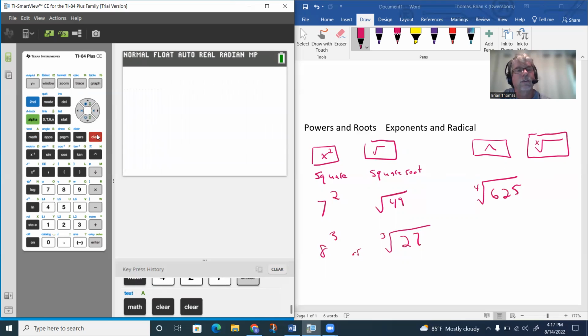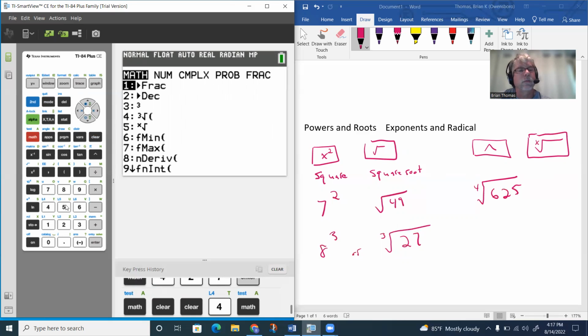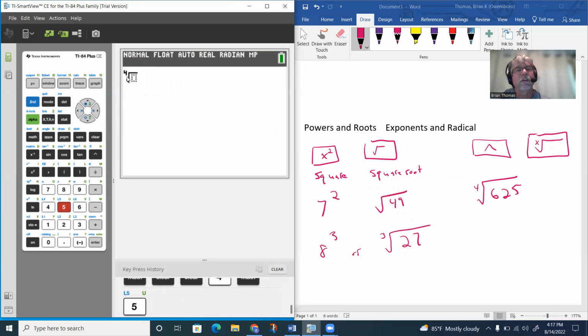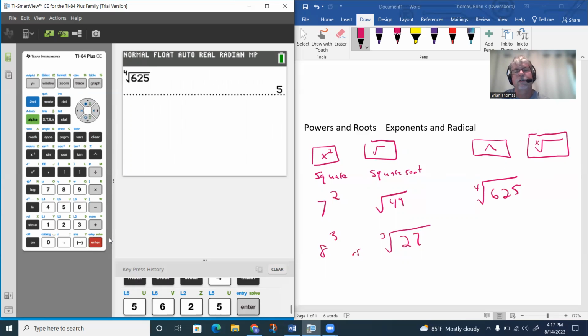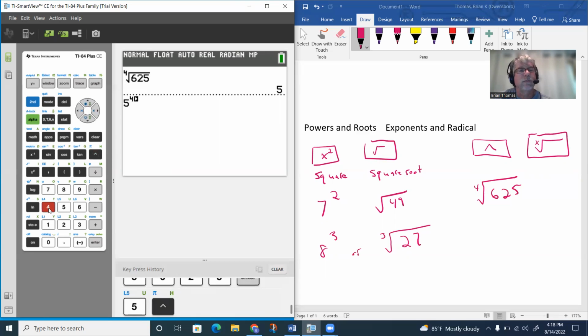If I clear, that makes all of that go away. I type in the 4, then go to math and choose number 5, and notice how it puts my index number 4 there. I can then type in the 625, hit enter, and it gives me the answer of 5. That means 5 to the 4th should give me 625. If I hit 5, hit this key, put the 4 in and hit enter, that gives me 625.